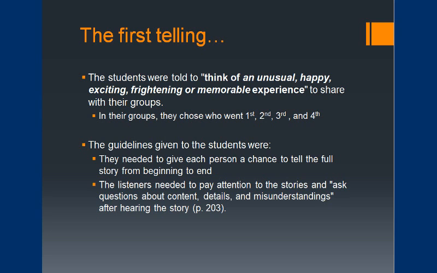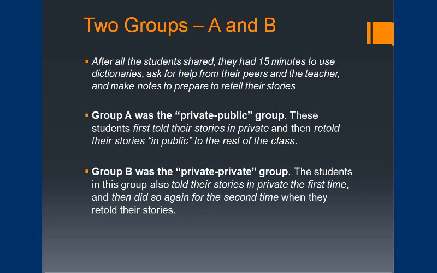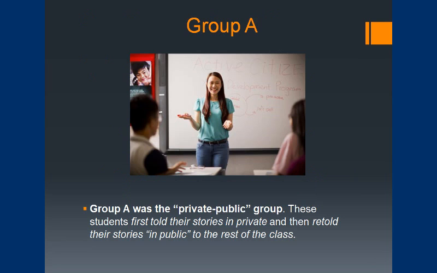And after all the students had shared, they had 15 minutes to use their dictionaries, ask for help from their peers, from their classmates, and from the teacher, and to make notes, to prepare to retell their stories. And as I mentioned, these students were placed into 2 groups. Group A was what is called the private-public group. So these students first told their stories in private in their small groups like everybody else. And then the second time they told their stories, they told it in public to the rest of the class. So that was Group A.